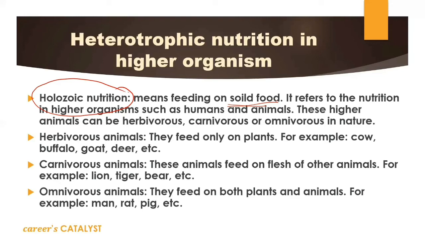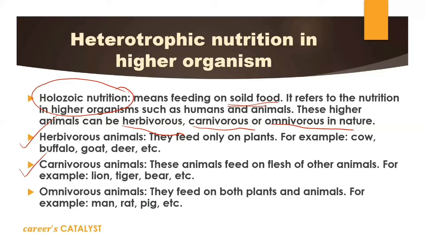This higher group of animals is further divided into three different parts: herbivorous, carnivorous, and omnivorous. What are herbivorous animals now? The group of animals that feed only on plants is defined as what? Herbivorous animals, like cow, buffalo. These all are examples because they depend only on plant bodies for their growth and development, or simply for their mode of nutrition.